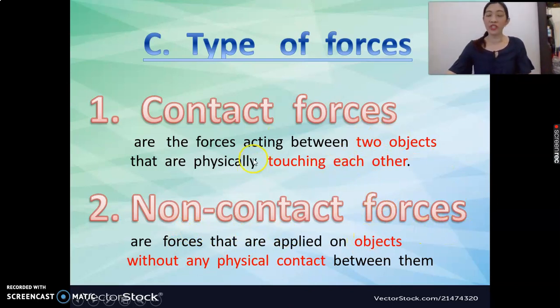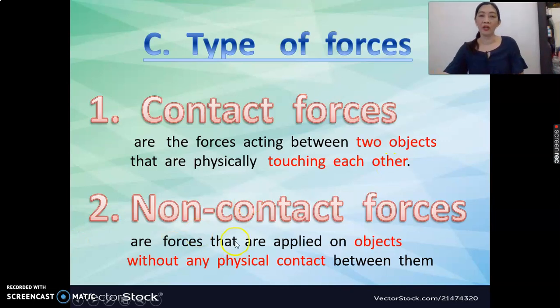So we will explain number one, contact forces. What are contact forces? Contact forces are the forces acting between two objects. Two objects that are physically touching each other. Touching means touching the object.